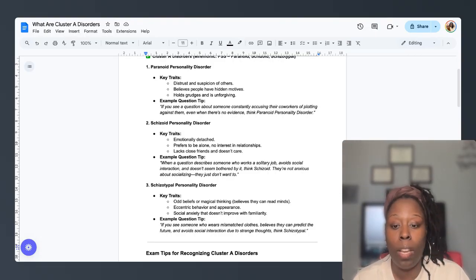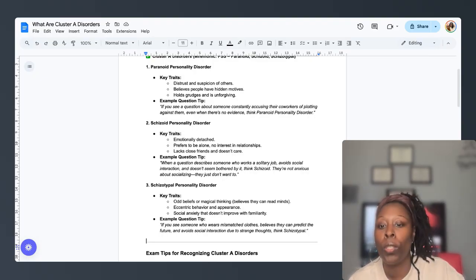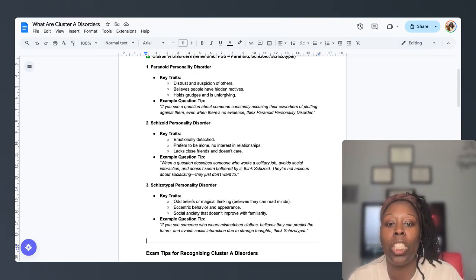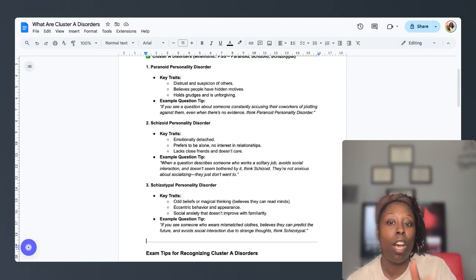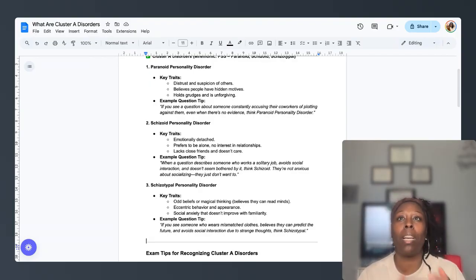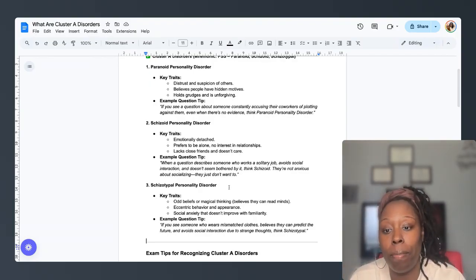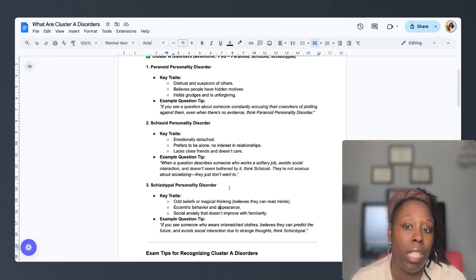An example on the test would be if you see someone who wears mismatched clothes, or believes they can predict the future, and avoids social interaction due to having these strange thoughts. Think schizotypal. The key here is they're not avoiding social interactions because they don't want to be around people. They're avoiding them because of the strange thoughts they might have. So that is the difference between schizoid and schizotypal.